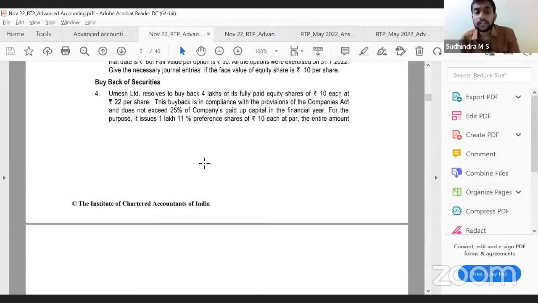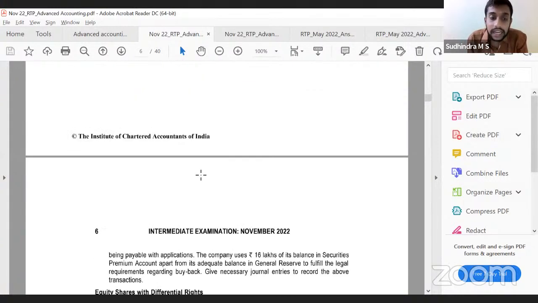Buyback. Umesh Limited resolves to buy back 4 lakh of its fully paid equity shares of rupees 10 each at 22 rupees per share. This buyback is in compliance with the provisions of the Companies Act and does not exceed 25% of the paid up capital in the financial year. Here they have given us, we have no confusion. For the purpose, it issues 1 lakh 11% preference shares of rupees 10 each at par, the entire amount being payable with application. Company uses 16 lakh of its balance in securities premium, apart from its adequate balance in general reserve, to fulfill the legal requirements regarding buyback. Give necessary journal entries to record the above transaction.